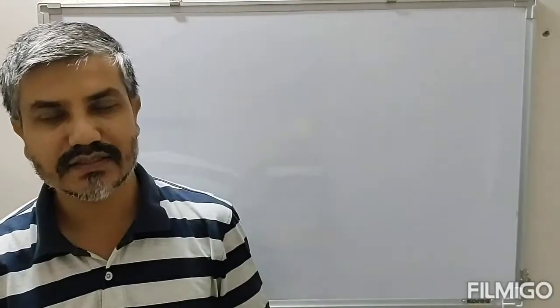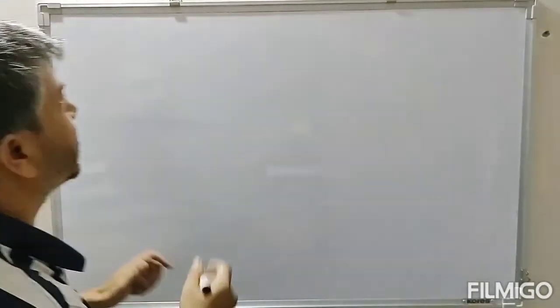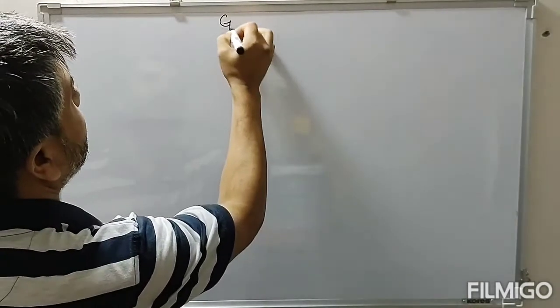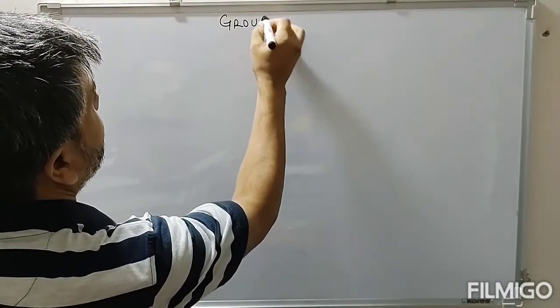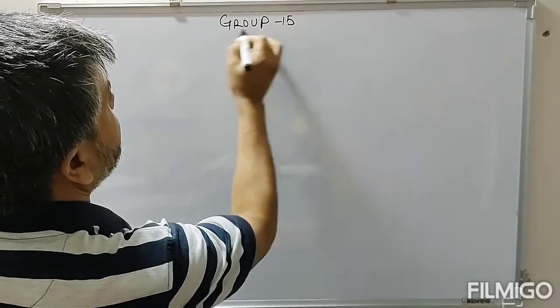Now in this series we'll discuss group 15, group 16, 17 and 18. So for these groups we'll discuss the general features, their properties and some of the important compounds. So without wasting our time, we'll just start group 15. So heading will be group 15 elements.